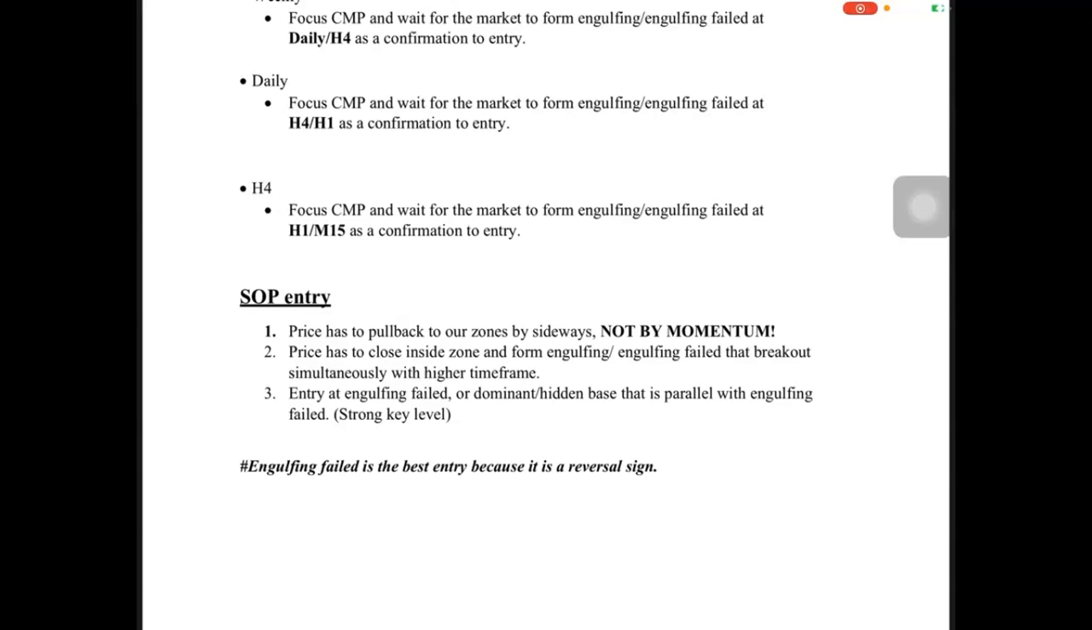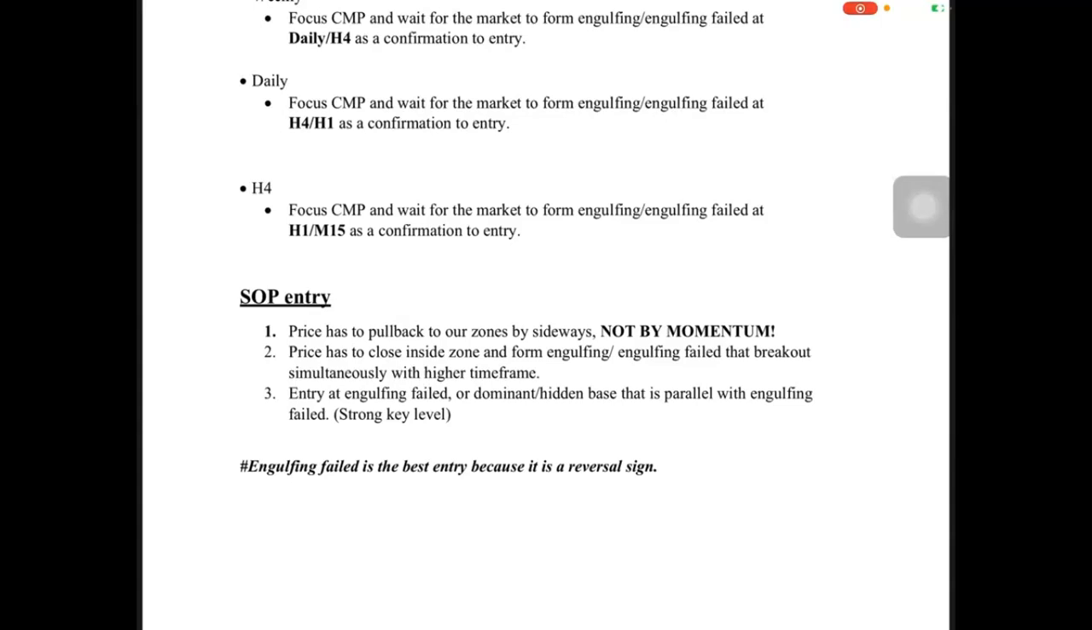Meaning starting from monthly, weekly, daily, H4, H1, M30, M15, M5, M1, all the time frames are telling you that you should go for a sell. This is a sell setup. All the time frames are telling you this, so of course you are going to focus on sell. Let's say I'm assuming your setup is a sell setup, all the time frames have to agree to sell.